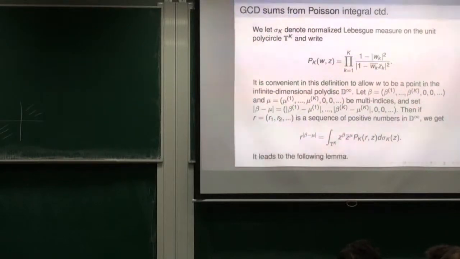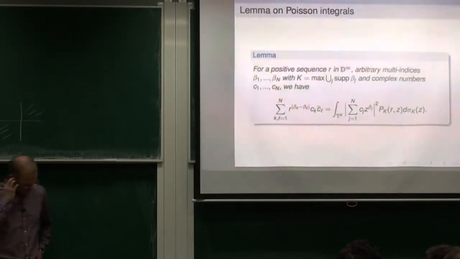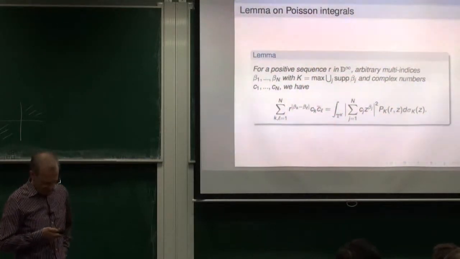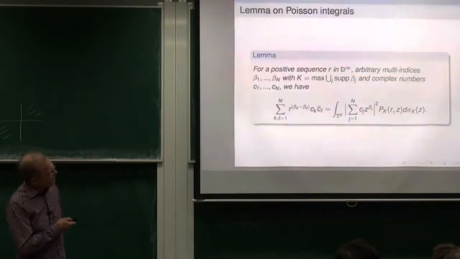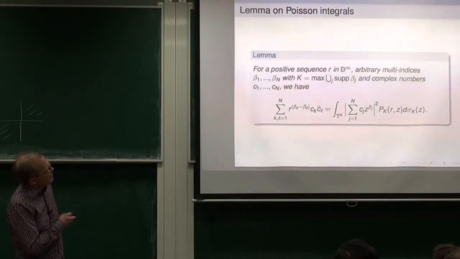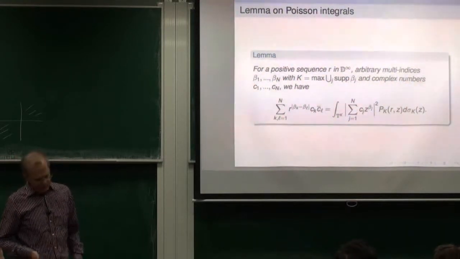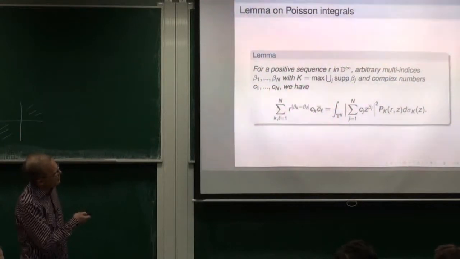Still, it gives us the following lemma, which is quite interesting. For a positive sequence, let's say in the infinite dimensional polydisc, you take arbitrary multi-indices, then this, you can call it a matrix, is a positive definite matrix, and it can be written explicitly as a Poisson integral in this way.